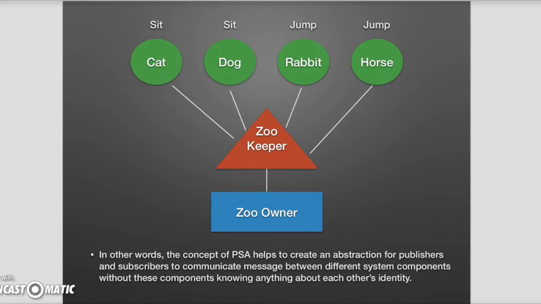So what PSA does is hire a zookeeper. Whenever the zoo owner wants the animals to perform some operation such as sit, he just has to mention it to the zookeeper. So now the zookeeper just shouts to all the animals to sit. The animals that listen to this operation, which is sit, will sit. So in other words, the concept of PSA is to create an abstraction for publisher and subscriber to communicate messages between different system components without these components knowing anything about each other.